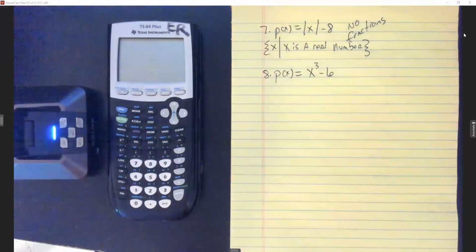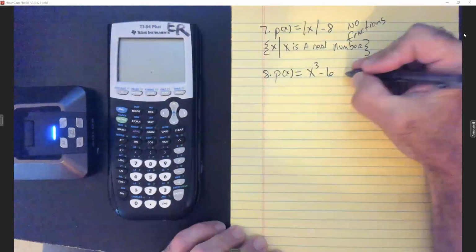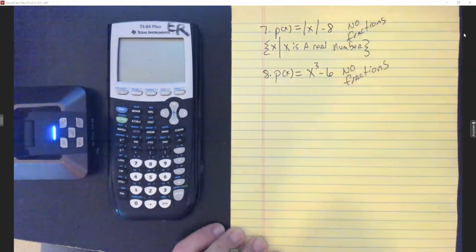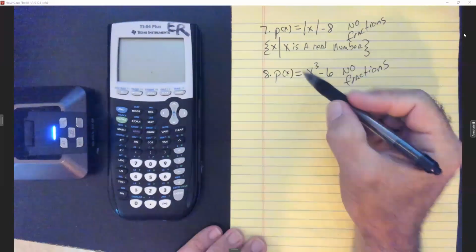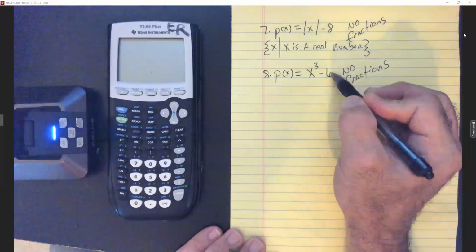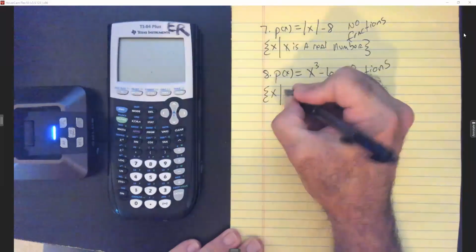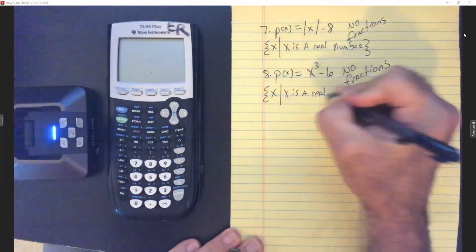All right, so finally, guess what? This one has no fractions. So once again, no matter what number I put in for the x, I can cube it and subtract 6. So this will work for x such that x is a real number.